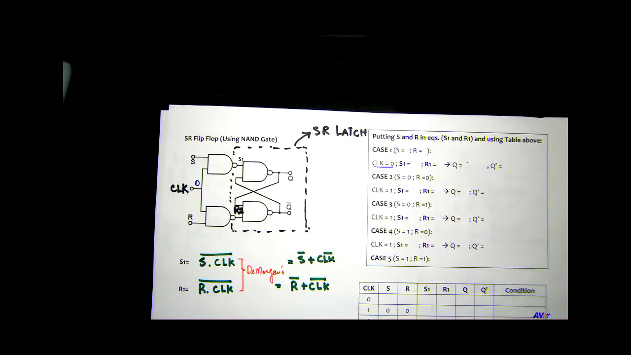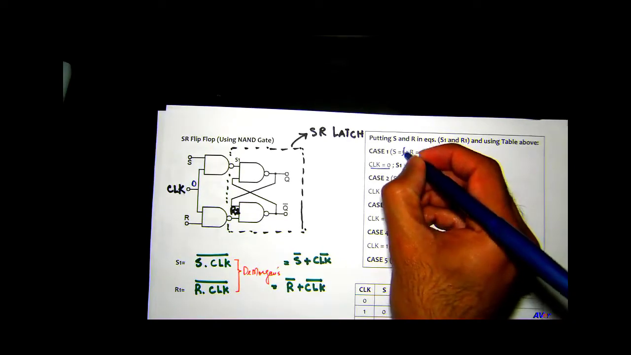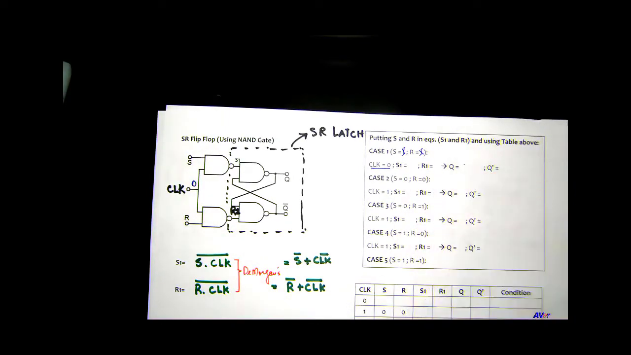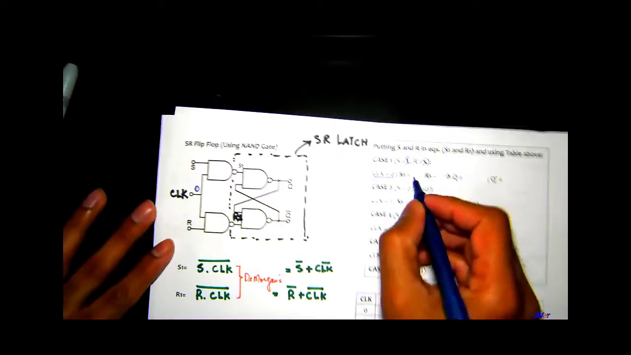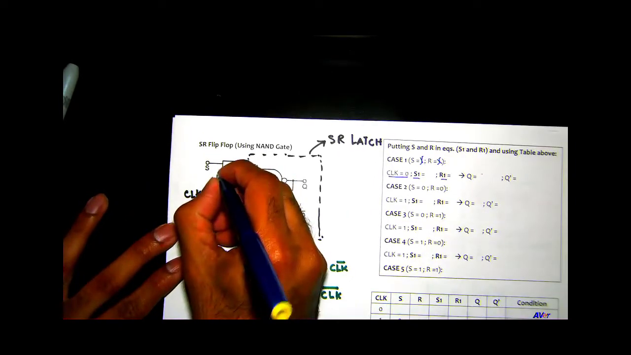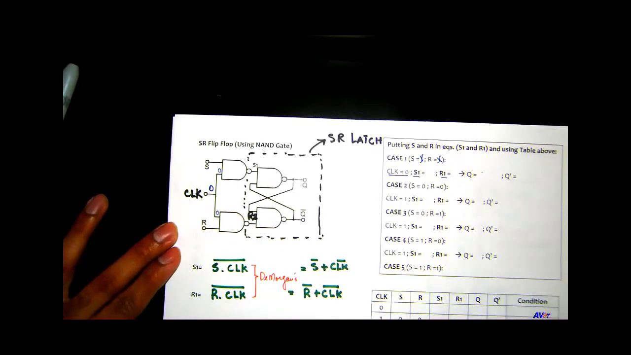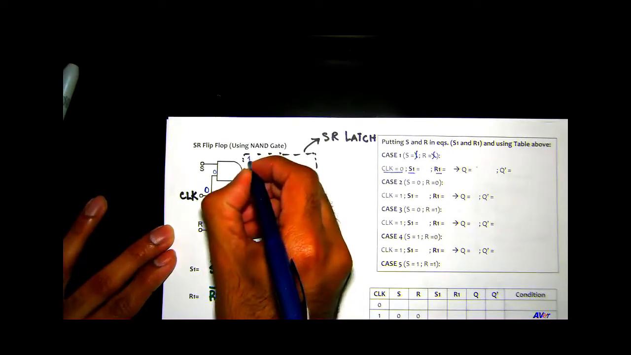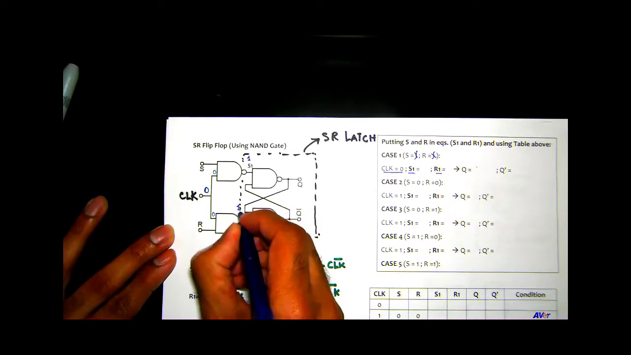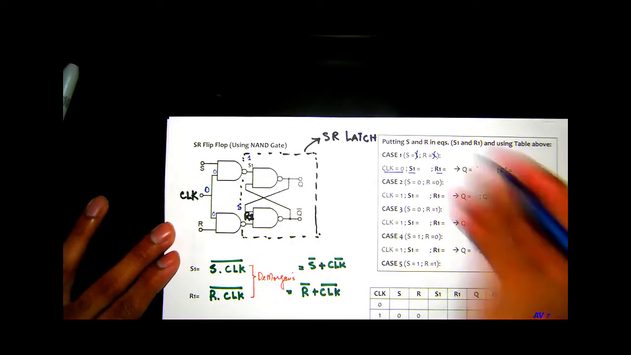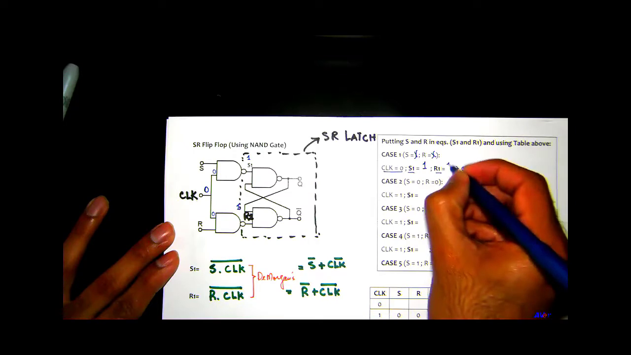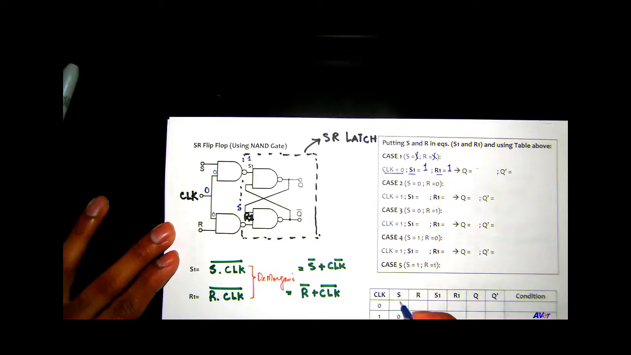Okay, so at this point we really don't care what S and R are. When clock is 0, what are S1 and R1? Well, we know that if any input going into a NAND gate is 0, the output is going to be 1. So S1 is 1 and R1 is 1. Here we don't care about S and R, whether it's 0 or 1. S1 and R1 are going to be 1.